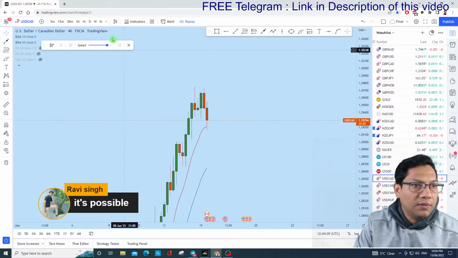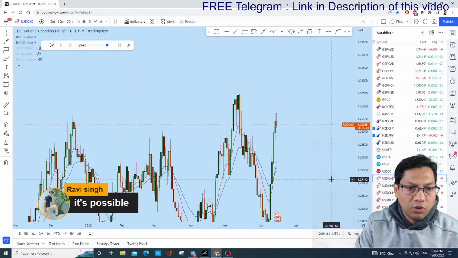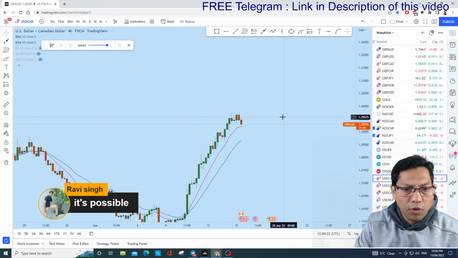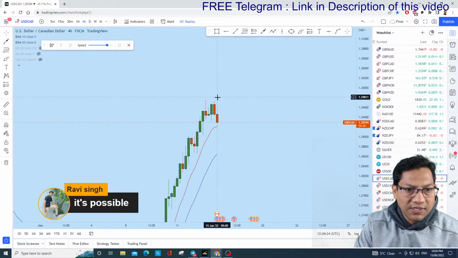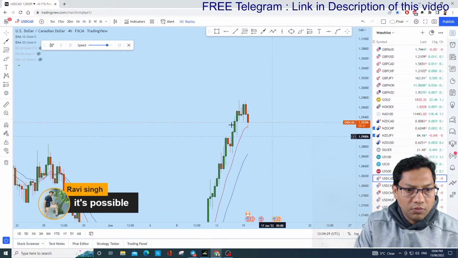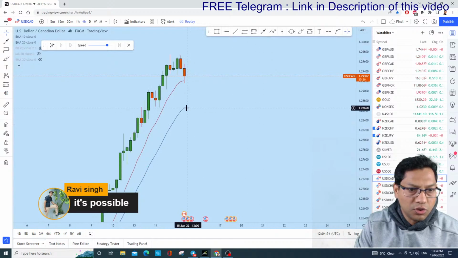USD CAD, let me see on the daily. Okay, so USD CAD is on the top. I think we might see a drop on USD CAD. Let's see. The price looks like that. This is the 4-hour time frame. We could see a drop on USD CAD, at least to this 20 period moving average today. That can give us a good trading opportunity.